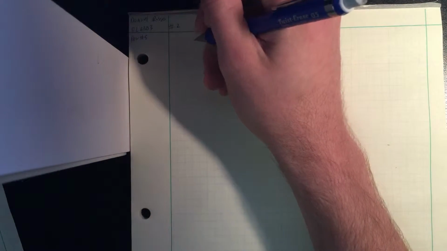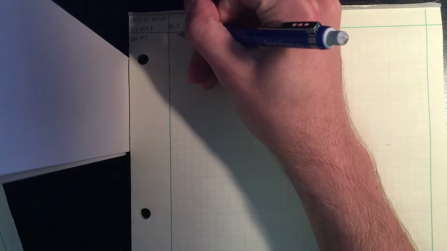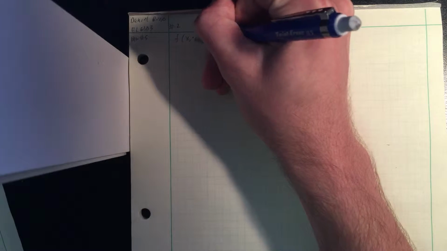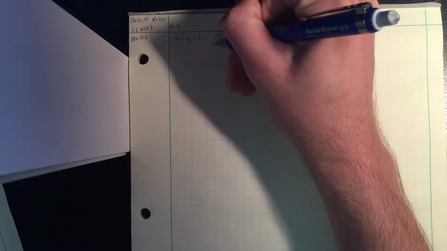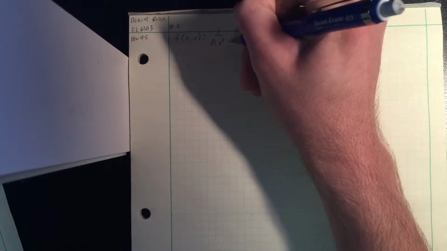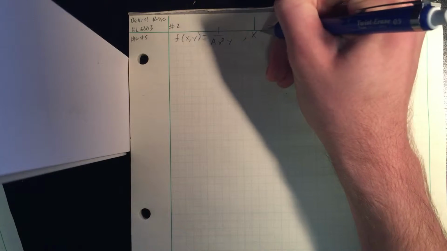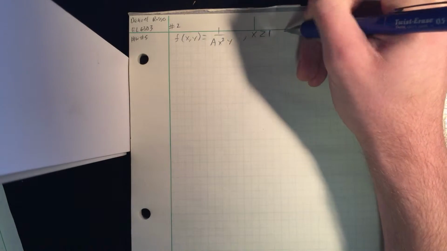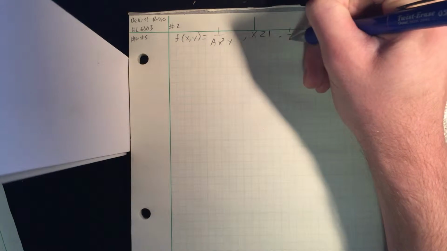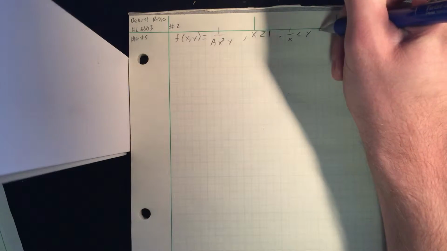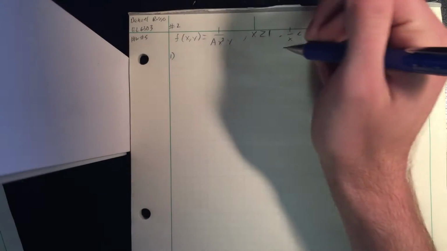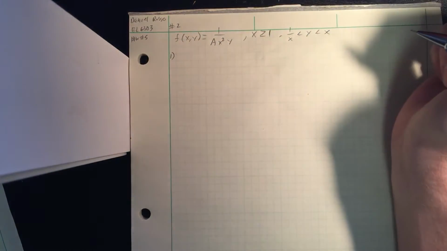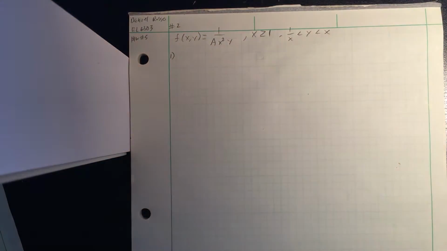Now, the problem gives us f of x, y, a function of 2 variables, 1 over a x squared y, where x is valid from 1 to infinity, and 1 over x is less than y is less than x for the boundaries of y. So the first part asks us to draw the non-zero definition region of f x y.